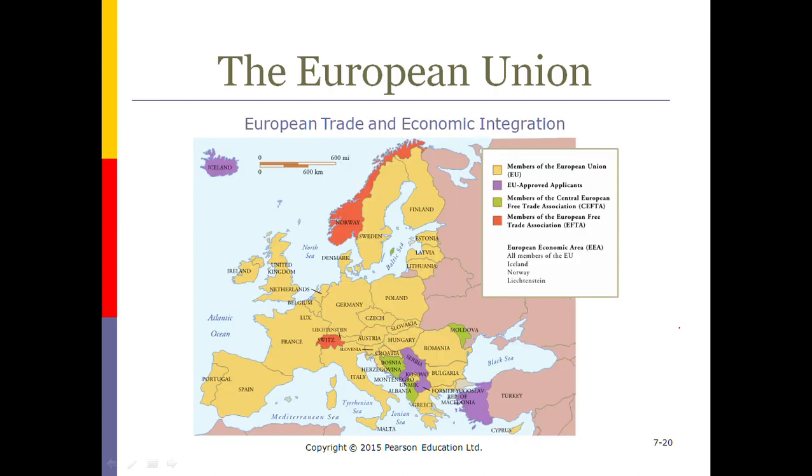This is a map of the European countries. If you notice, there are 27 member countries of the European Union, where some of them have applied, that was long back in 2015, to become European Union members. And then there are some other members of the CEFTA, EFTA, and EEA. We'll talk about them in the next slide, who also have joined the European Union.